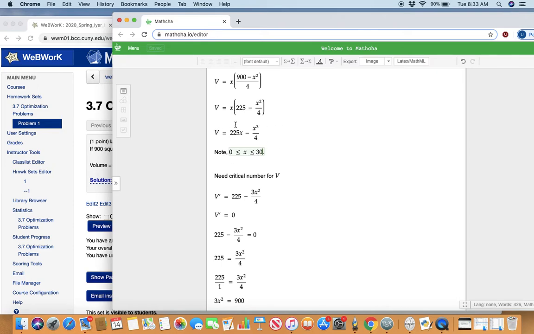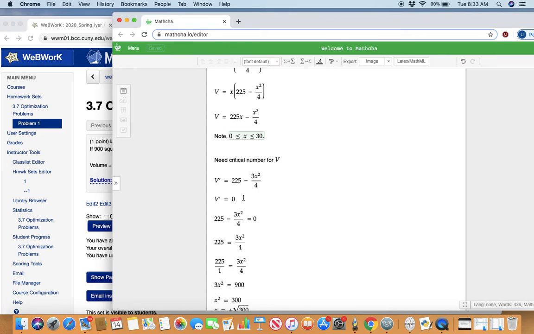So, how do we find the maximum of any function? Well, we need critical numbers for v. So, take the derivative of v. 225x gives me 225. This gives me 3x squared over 4. I set the derivative to 0 because v prime being undefined cannot happen. You understand? Look, this is a polynomial, so there is no place where it is going to be undefined. So v prime is always defined.